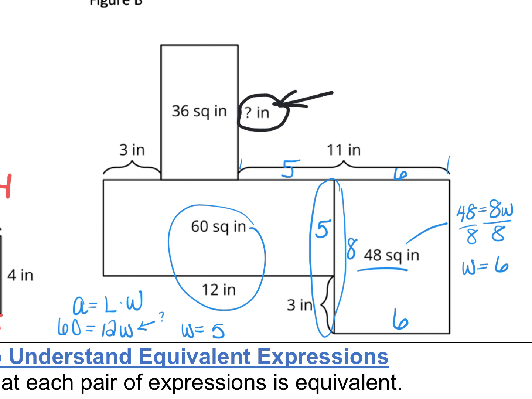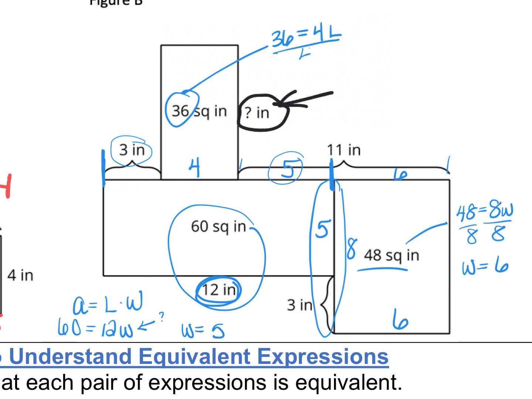So now my goal is to figure out the length of that top rectangle. So what I would probably do is use the fact that I know that the opposite length is 12. So why is that helpful? Well, from here to here is 12. I know 3 and 5 gives me a total of 8. If I deduct that from 12, that gives me 4. So now, if I know my area is 36 and my width is 4, I'm trying to figure out the length. I would divide both sides by 4, and I get a length of 9.